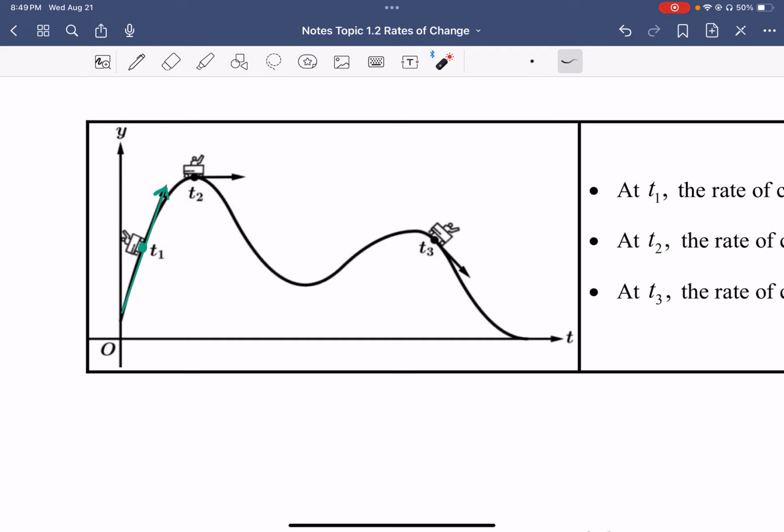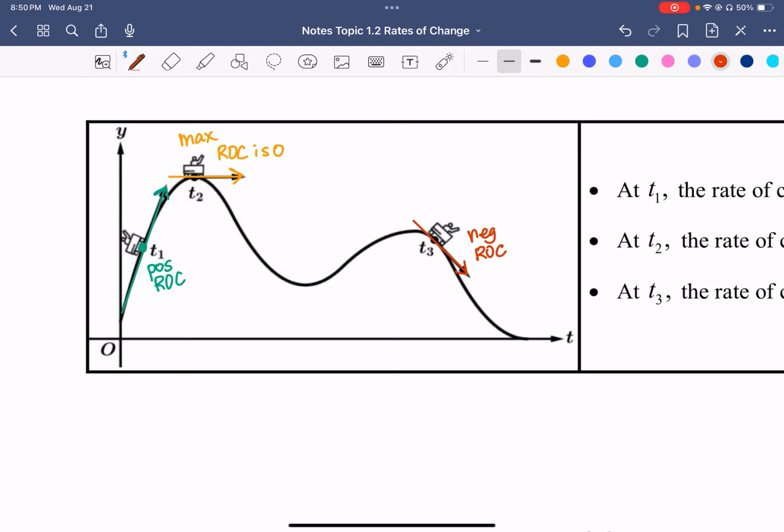So I can see that for t sub 1, my rate of change is going to be positive because my line is going up. I'm going up, right? Now, if you look at t sub 2, this is your maximum. Okay, so you can see that at t sub 2, if I were to draw a line, it's not going up or down. It's just horizontal. That means that my rate of change is 0. Okay, now we look over to the other side where we have t sub 3. If I draw a line that's going through that point, you can see that my line is going down. So I have a negative rate of change.